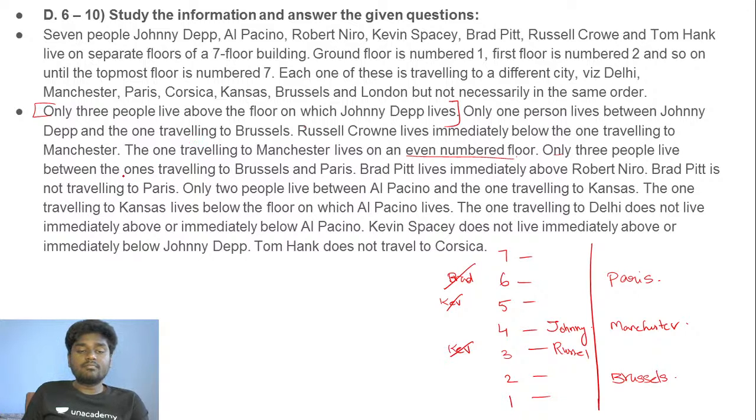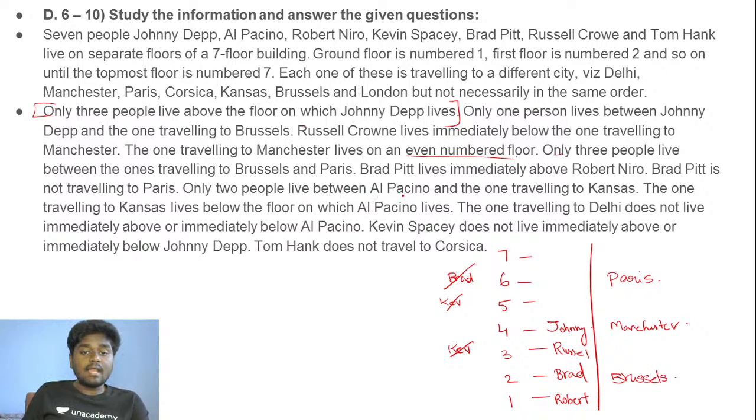And only three people live between the ones traveling to Brussels and Paris. We have already plotted, right? And Brad Pitt lives immediately above Robert Niro. And Brad Pitt is not traveling to Paris. So let me just put Brad Pitt here, so I know the fact that Brad Pitt lives immediately above. So if this is Brad Pitt, then here it's going to be Robert Niro. Yes, Brad Pitt is not traveling to Paris. He's traveling to Brussels. Okay, fine.